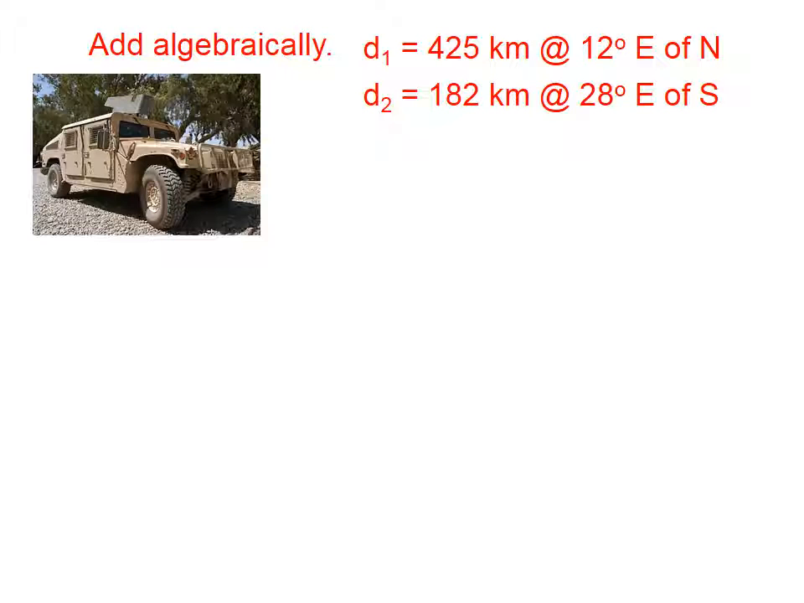So let's add, algebraically, these two displacement vectors. Let's choose north to point that way. This first vector will be 425 kilometers at 12 degrees east of north. There's north, and there is 12 degrees to the east. That's the direction for our vector, 425 kilometers. We're not measuring this out, we're just eyeballing it.